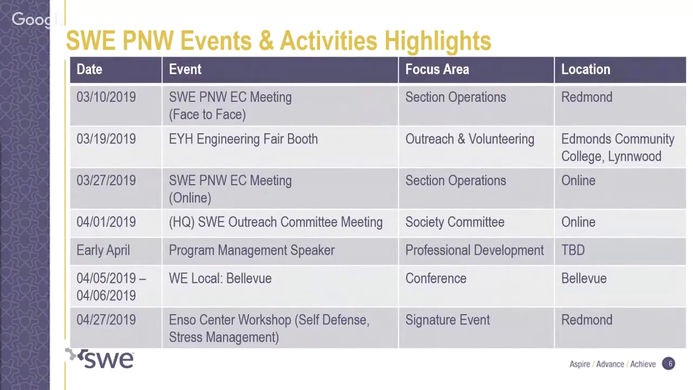So the slide in front of you basically shows the events and activities highlights that are coming up from early March to late April. So the first event on the list is March 10th, which is this coming Sunday. And it's one of our EC or executive committee meetings. It's a face-to-face meeting that's going to be held in Redmond. And this is our general monthly meeting that's open to all members. The next one on here is on the 19th of March, which is a Tuesday.